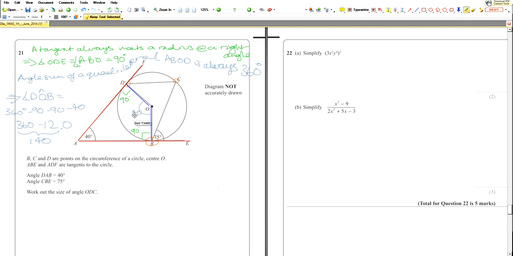If this angle here is 140, then we can quite easily work out that question that we've been given. We've been asked to work out angle ODC. Let's work out the angle. Let's change color now. So what do we have here? We have the situation here with the angle which an arc subtends at the center.